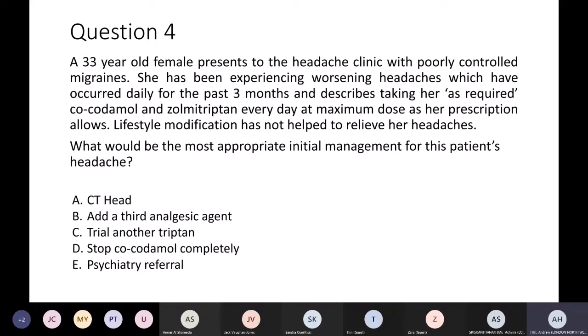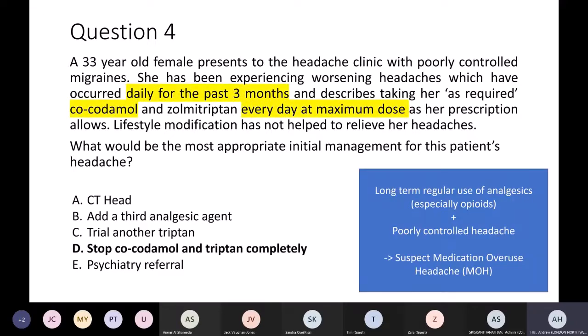And in this case, the correct answer is D, as the majority of you have suggested. This is a typical presentation of something that we call medication overuse headache. I think sometimes they call it analgesic headache these days. The history with a 3-month use of an opioid to control headache, which hasn't improved it, and the patient almost relying on it and taking it at maximum dose, is really typical for this type of headache.